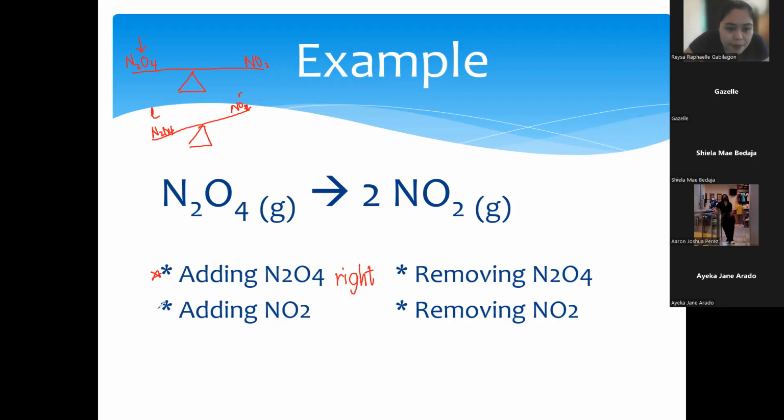Now, what happened now if we add NO2? Ito naman yung dagdagan natin. Ano mangyayari sa siso natin? Pag mas mabigat ang side, ang siso magiging ganito na. So, mas mabigat na ang NO2 kesa sa N2O4. So, again, this is the left side, this is the right side. Where is the shift? If we add NO2, left.